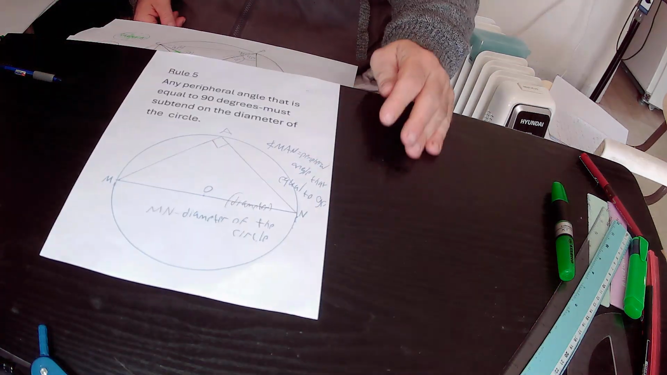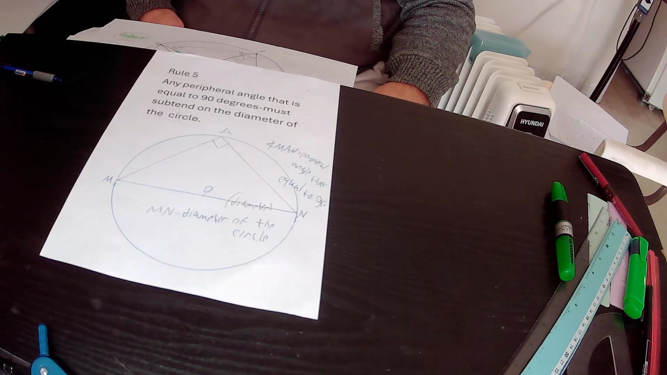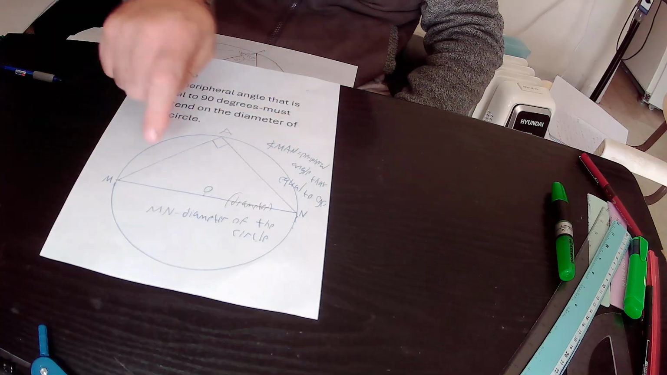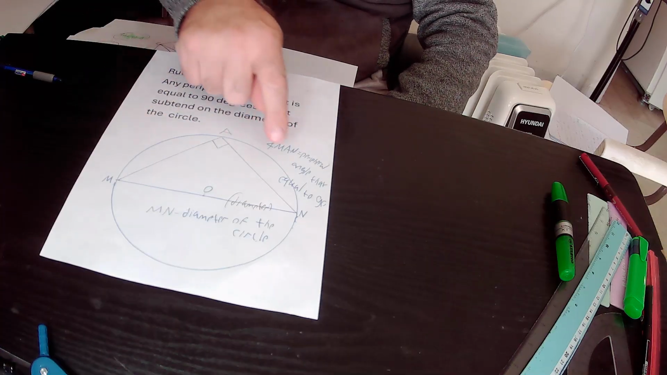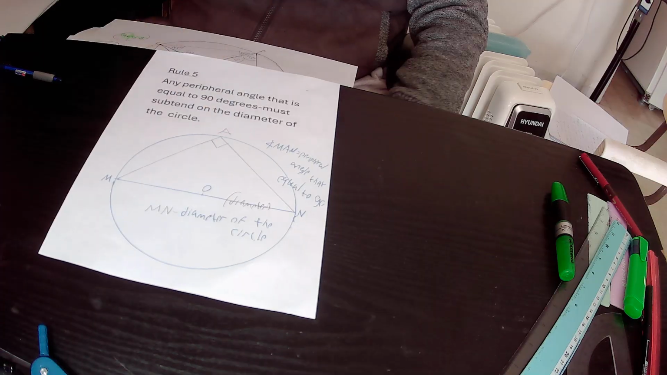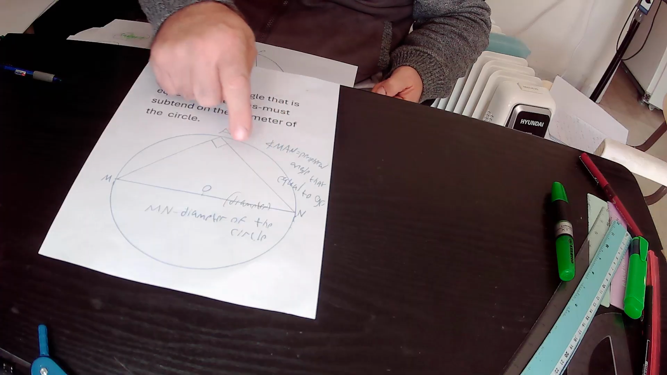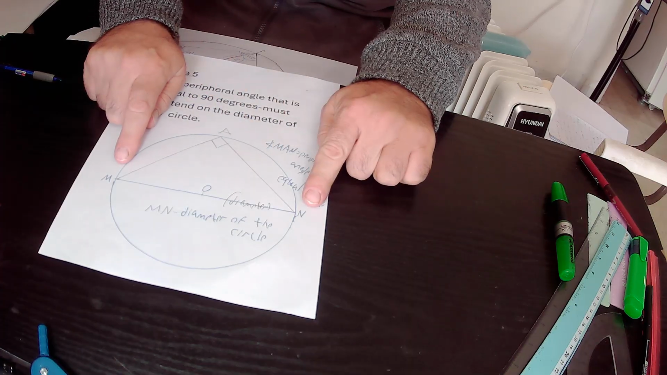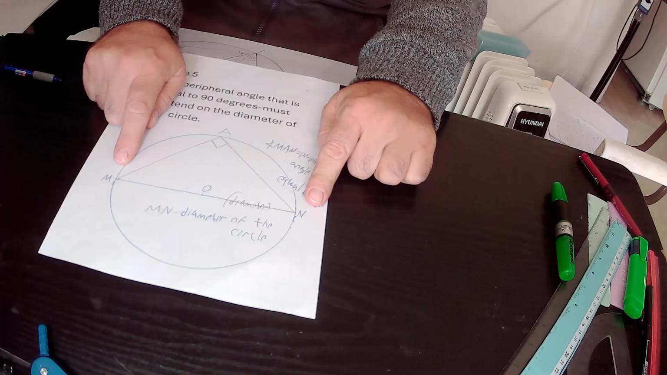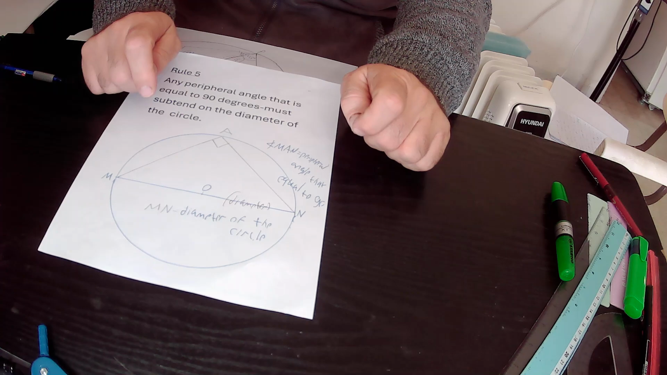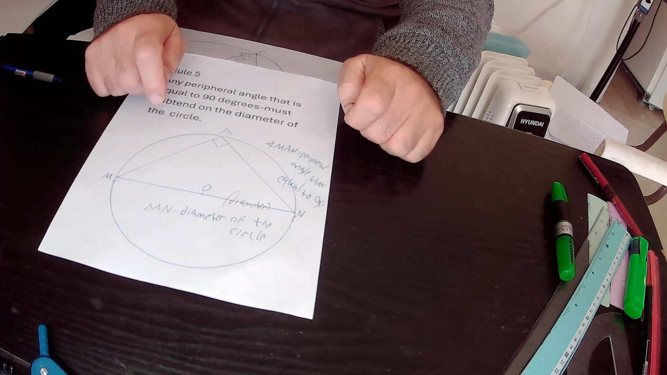According to rule 5, any peripheral angle equal to 90 degrees inside must subtend the diameter of the circle. In the drawing, we have a circle, and we know that peripheral angle MAN equals 90 degrees inside. Therefore, according to rule 5, peripheral angle MAN, that is the right angle, must subtend the diameter of the circle. And indeed, MN is the diameter of the circle. So according to rule 5, any peripheral angle equal to 90 degrees inside must subtend the diameter of the circle. So we can implement rule 5 in our drawing.